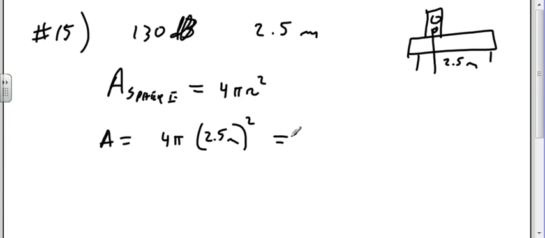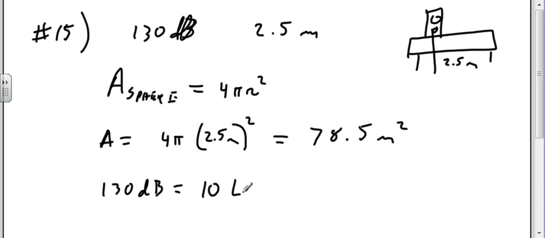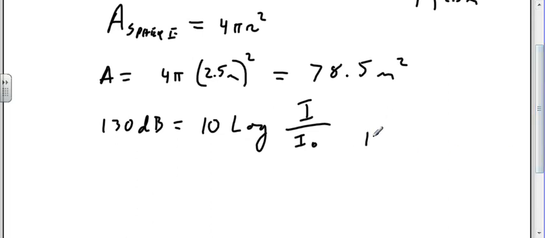4 times pi times 2.5 squared. 78.5 meters squared. No, that doesn't seem too big. Okay, so that being the case, now 130 dB means 10 log intensity divided by intensity naught. And our intensity naught is 10 to the minus 16th watts.